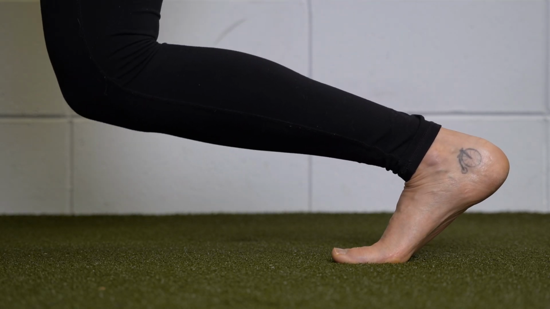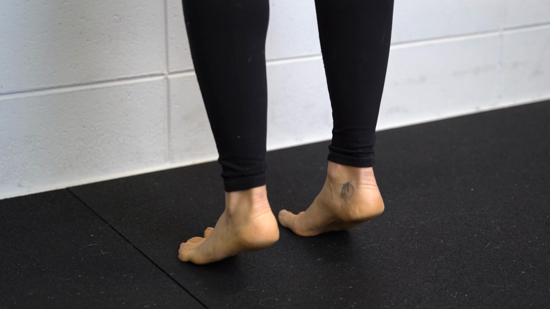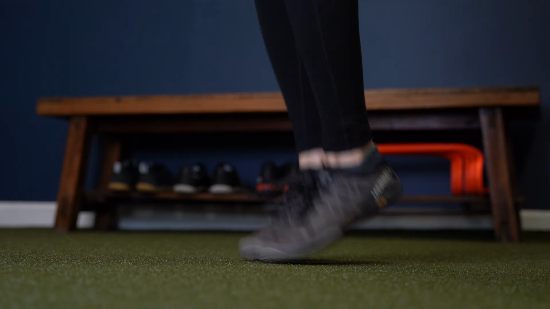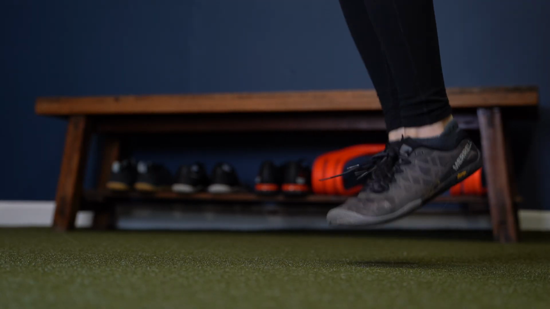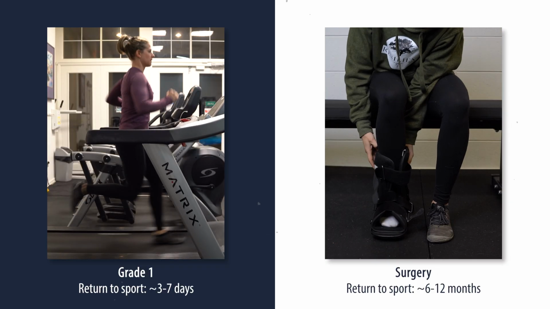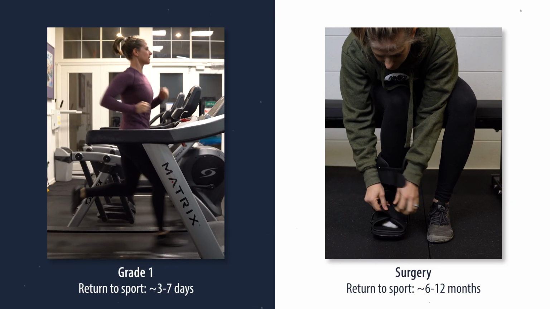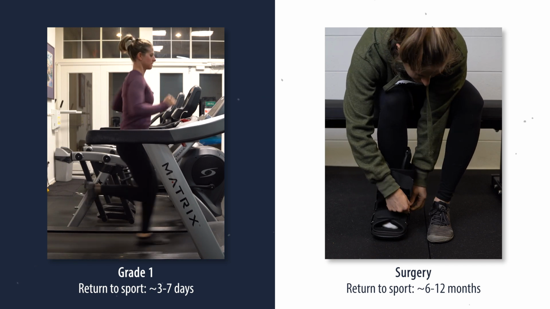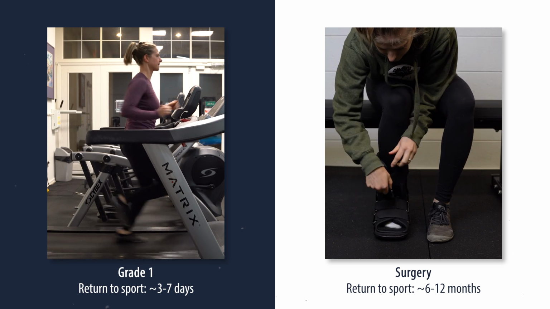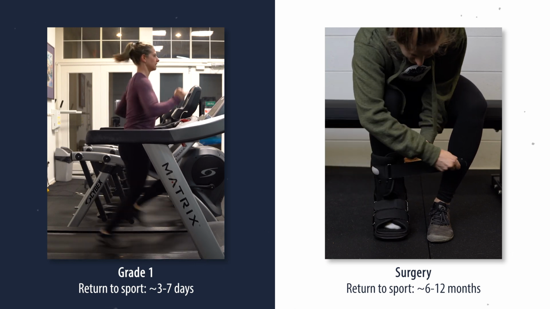Overall, rehab for turf toe should place an emphasis on reducing symptoms and restoring function rather than following a set timeline, since recovery is widely variable person to person. For example, in less severe cases, such as with a grade 1 injury, return to sport may only take a few days, while in more severe cases that require surgery, full recovery may take up to 12 months.